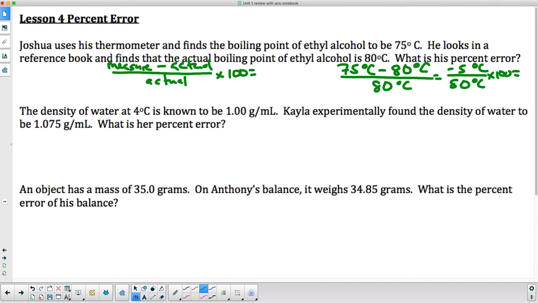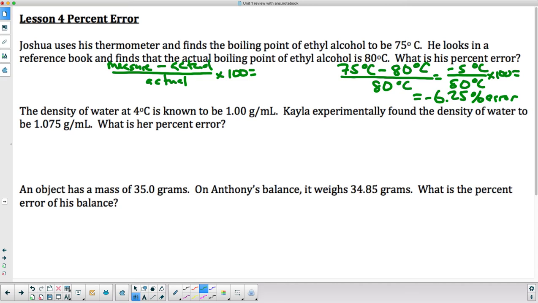Let's take a look at my calculator. So 75 minus 80 equals a minus 5, divided by 80, times 100 equals negative 6.25% error. Okay, the same for all of them.